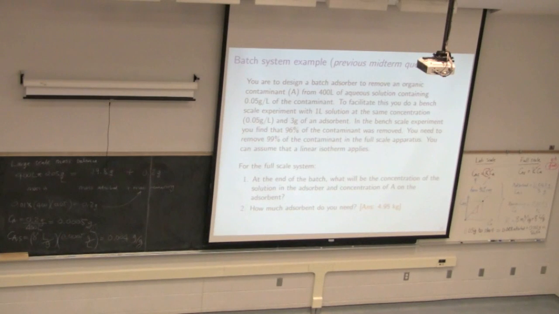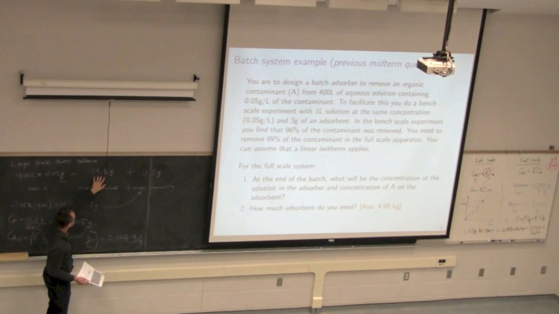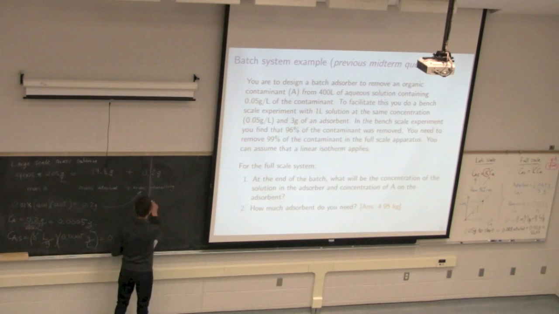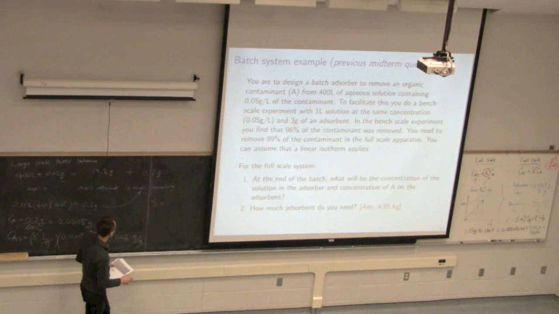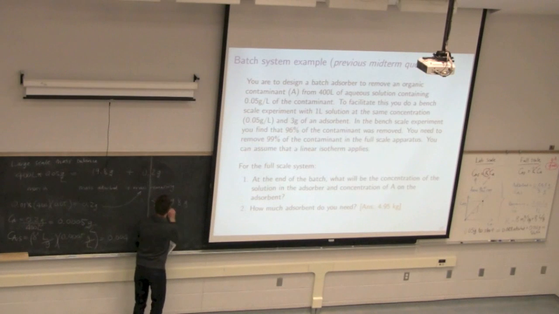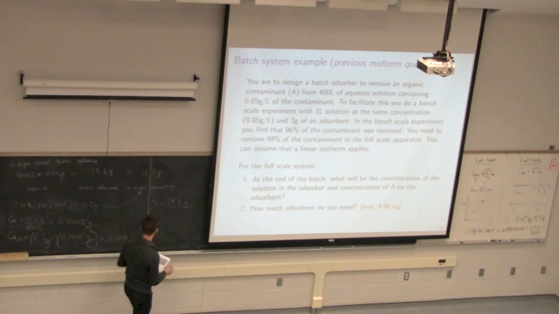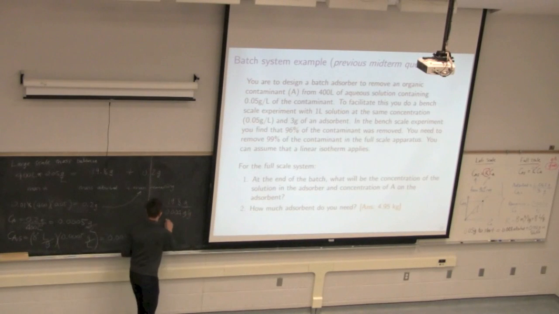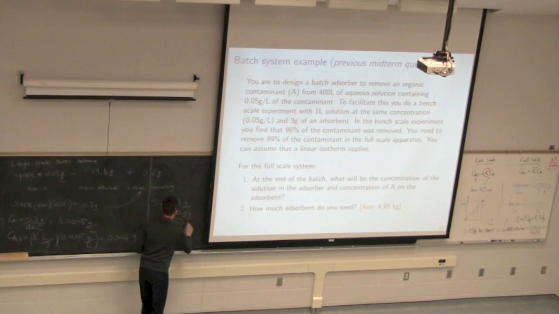Part two of the question asks us to find out how much adsorbent we need. We need enough adsorbent on there so that we end up with 0.004 grams per gram. That comes from the 19.8 grams that gets adsorbed. So 19.8 grams of solute needs to be adsorbed so that we end up with that concentration. So the mass of adsorbent required, we'll call capital S, is equal to 19.8 grams divided by that concentration. So we need 4950 grams.